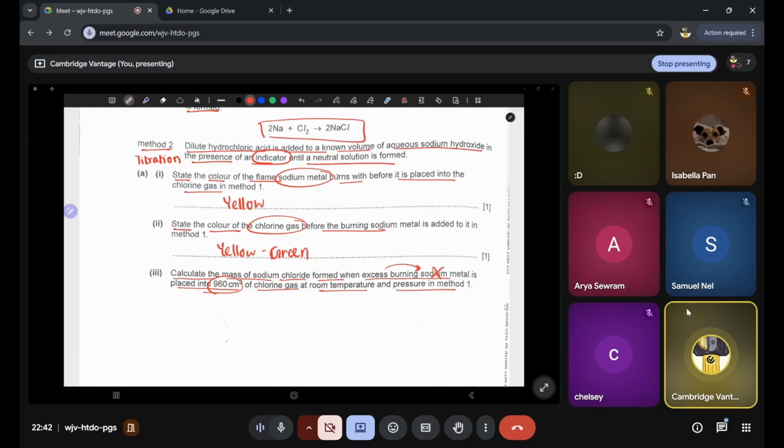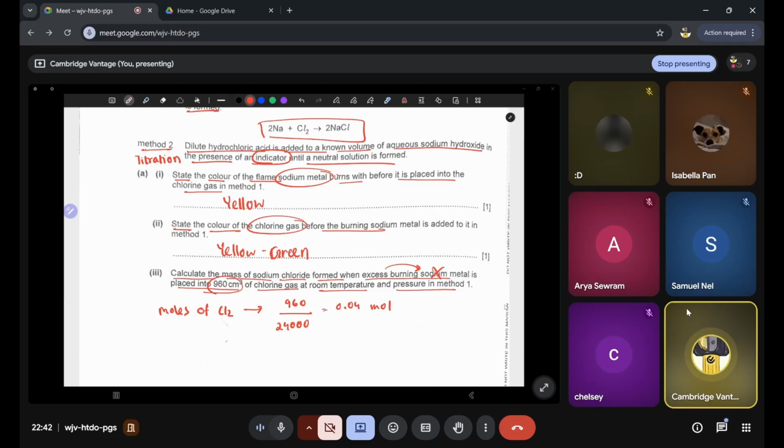Our concern is always the substance that is not in excess. In this case, it's chlorine. So I will find the moles of chlorine first. Now, since chlorine is a gas and we have the volume given, all we have to do to find the moles is divide by 24,000. And it's 24,000 because it's in cm cube. So if I divide 960 by 24,000, I get 0.04 moles. So this is the moles of chlorine.